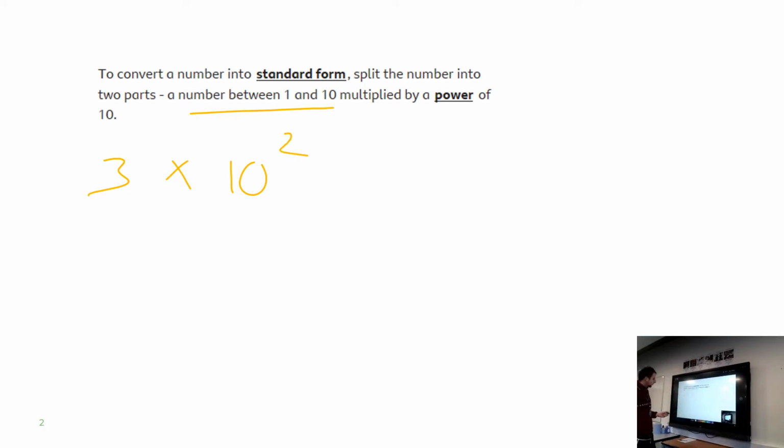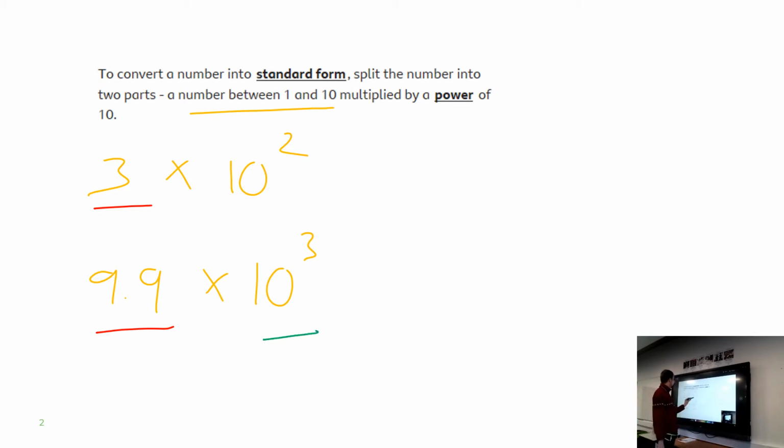Another example would be 9.9 times 10 raised to 3. So here we have the two parts, both these numbers. So this number and this number, they're both between 1 and 10. Then we have the second part, which is a power of 10.